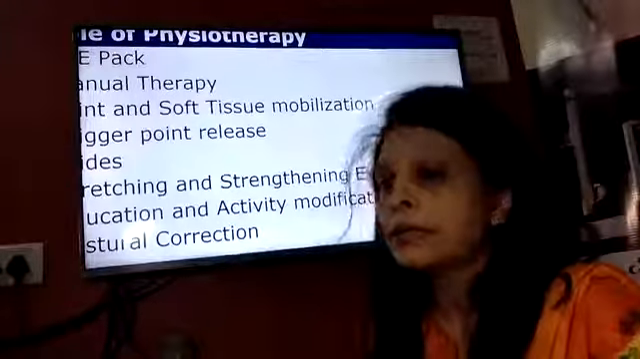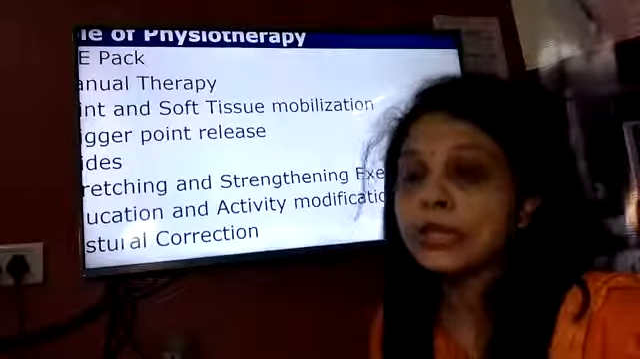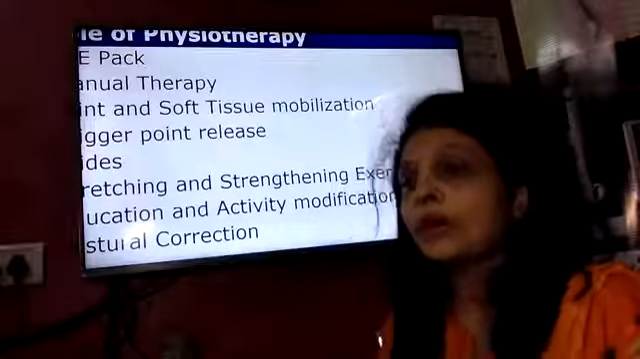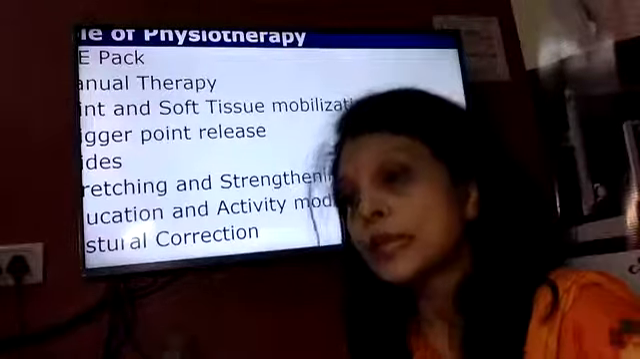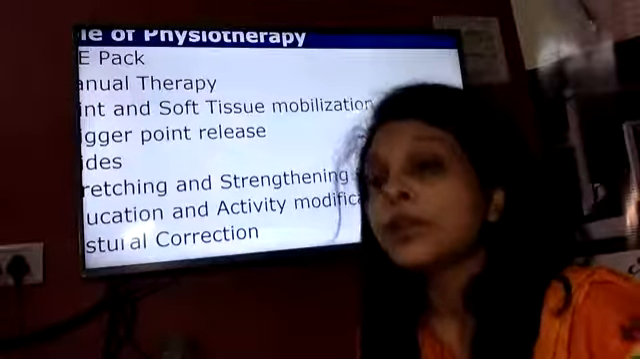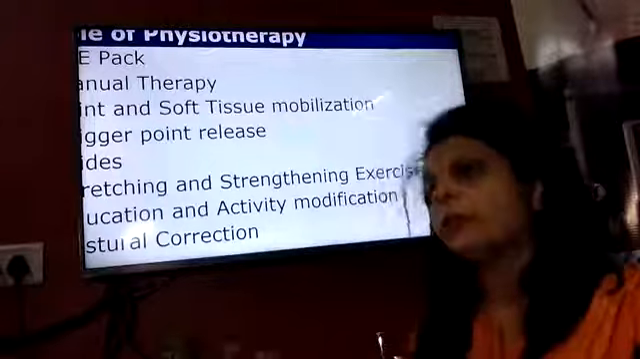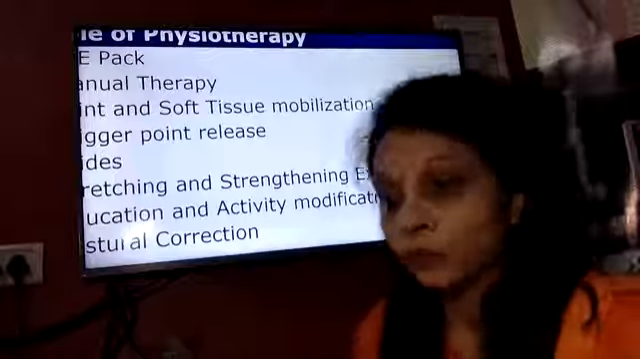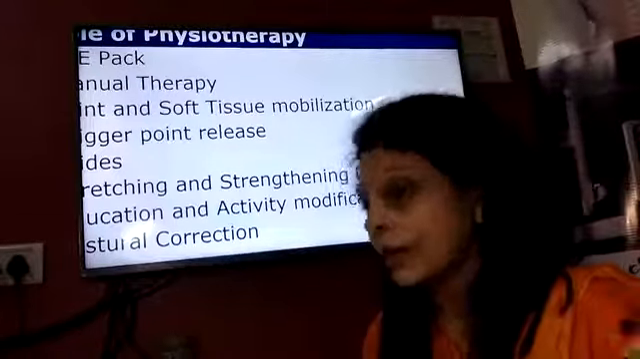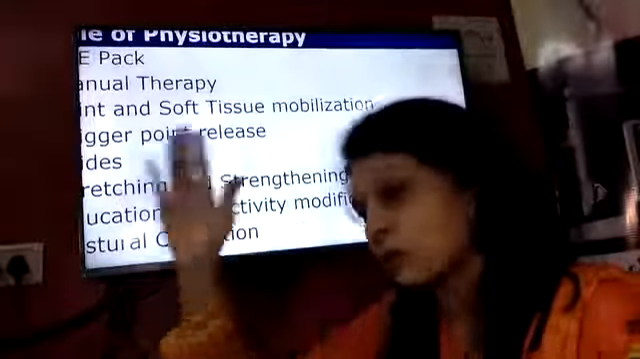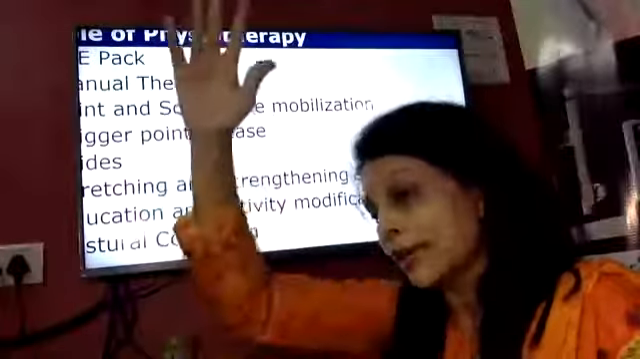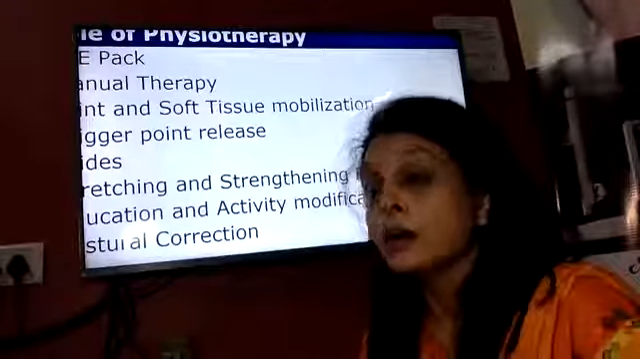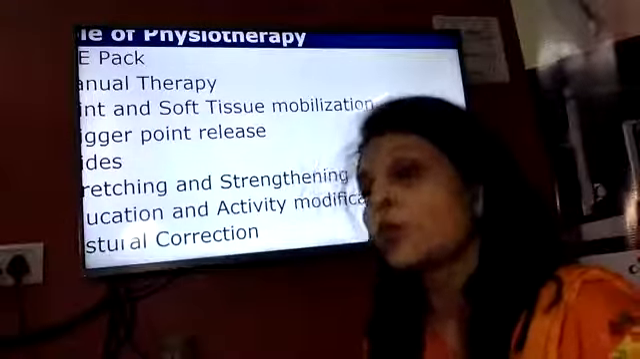Then we give glides. In frozen shoulder, the range of motion is mainly restricted, so we give different types of glides to improve the range. Then we give various types of stretching and strengthening exercises. Then the education and activity modification, like if a particular muscle is involved, or in a particular activity the patient is having pain, or an athlete is having pain while doing a particular movement like overhead activities, so we give them education and muscle strengthening for the group of muscles.